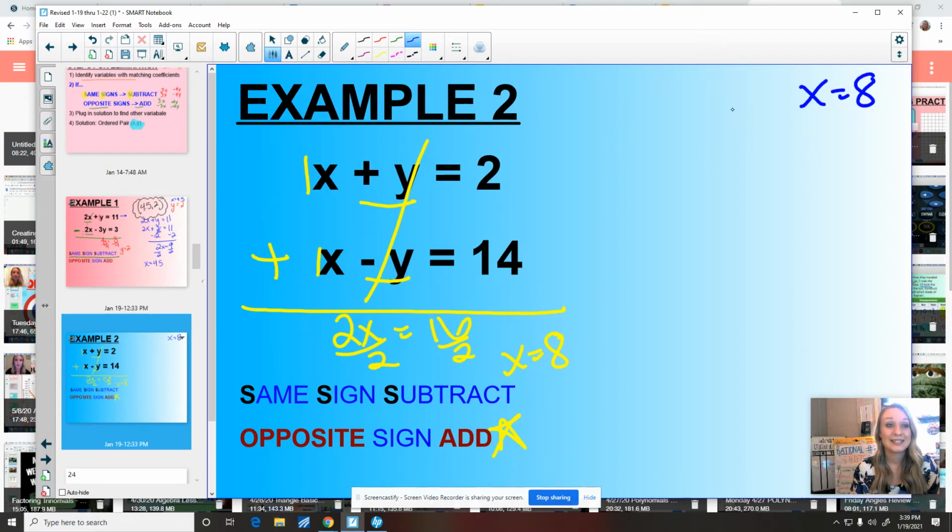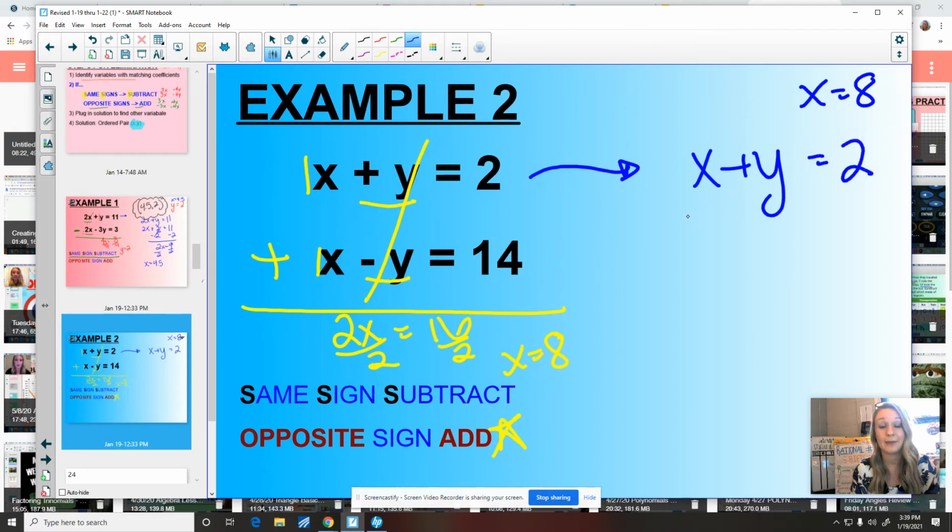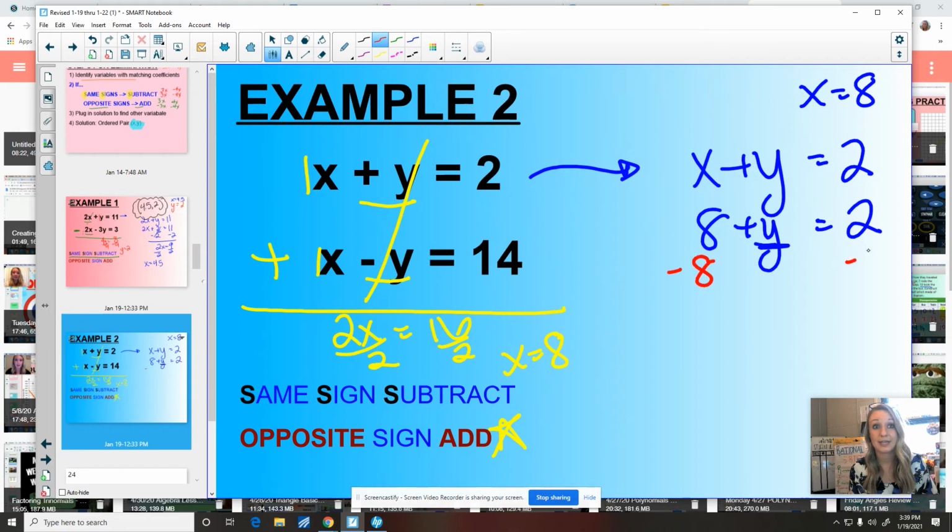Now I know that x is equal to 8, so I just need to plug that into either one of my equations to figure out what y is. So I'm just going to go ahead and rewrite my first one. And then I'm going to take out x and I'm going to substitute in 8 because I just solved for that. Remember that I want to isolate y. That's what I'm solving for, which means I'm going to subtract 8 from both sides. I've got y is equal to -6.